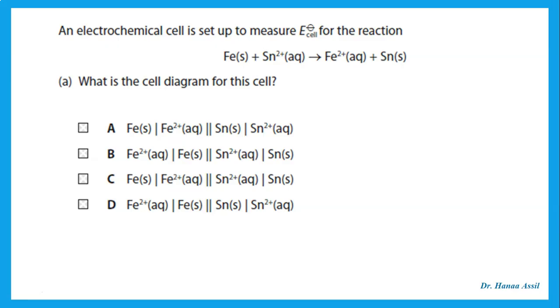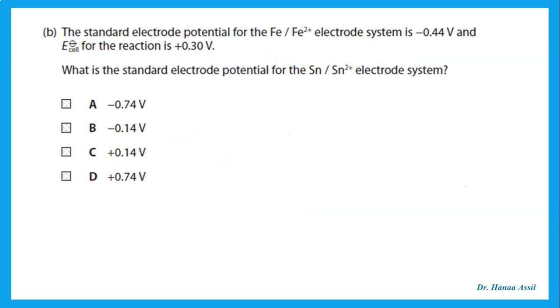And then I have a salt bridge, and the salt bridge is indicated by a double line that indicates the presence of a salt bridge. And then the other part, which is the reduction. So this is from Sn2 plus aqueous to Sn solid with a line between them. This is how we write the cell diagram for any reaction. The standard electrode potential for the iron 2 is minus 0.44 volts. The total E cell is plus 0.3.